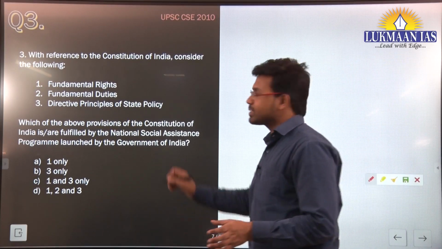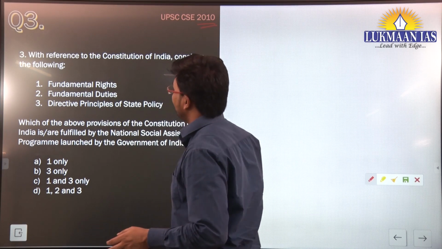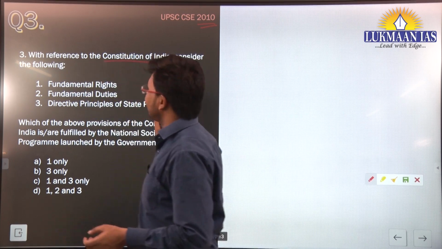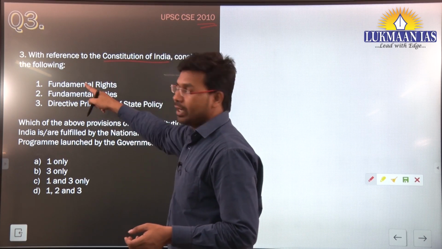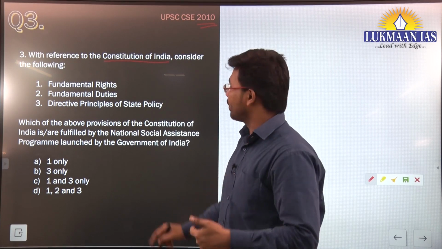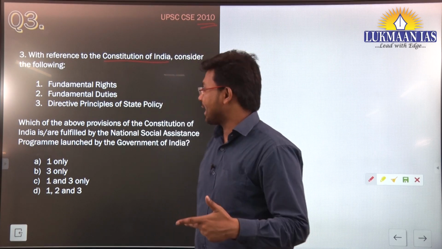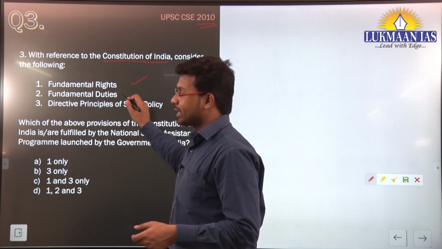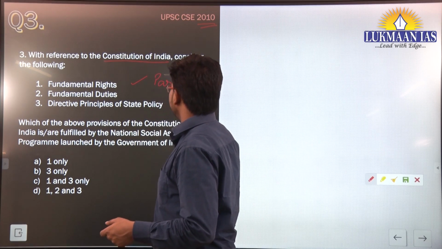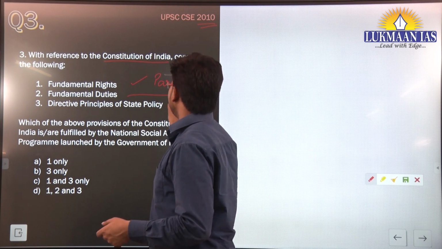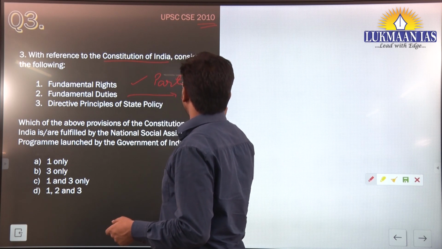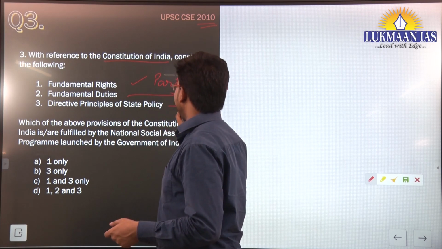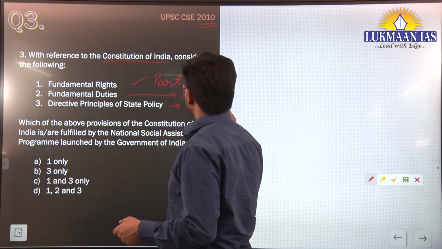This question was asked by UPSC in the year 2010. Let us read it. With reference to the Constitution of India, consider the following: number 1, fundamental rights; number 2, fundamental duties; number 3, directive principles of state policy. These are provisions. Fundamental rights are in Part 3 of the Constitution, fundamental duties are mentioned in Part 4A, and directive principles are mentioned in Part 4 of the Constitution of India.